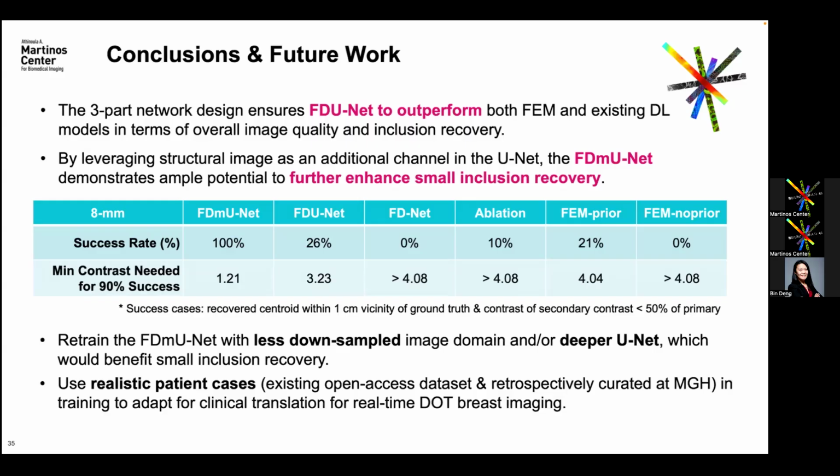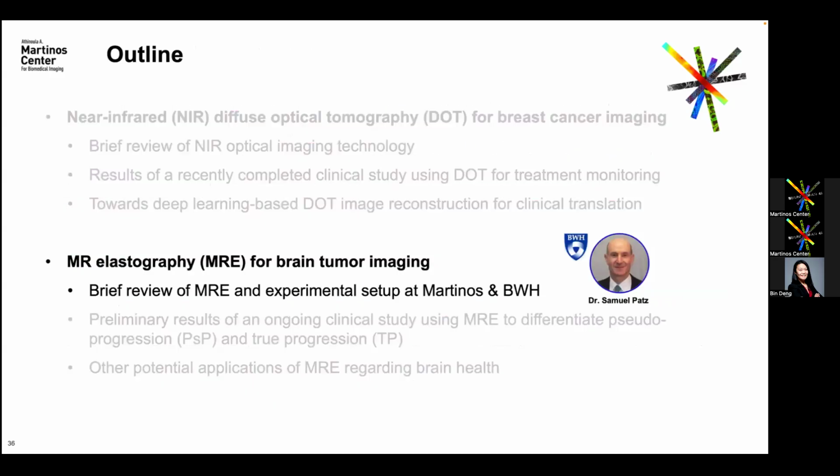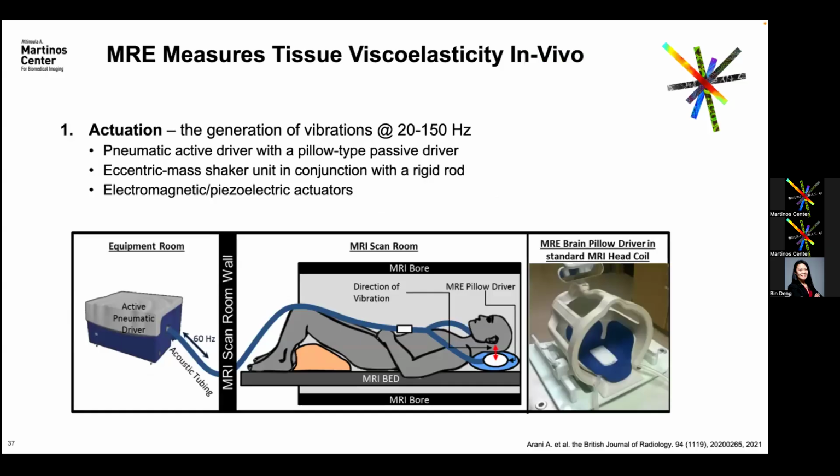Okay, no more questions. I'll keep moving on. And finally, as promised, brain imaging. We change gears quite a lot from optical imaging to machine learning to MRE. Some of you might have heard already: over the last few years, I've translated MR elastography to Bay 1 and Bay 4 at Martinos, and I just want to give you a brief review of what the setup is like, what it can do, and how we use it for brain cancer imaging.